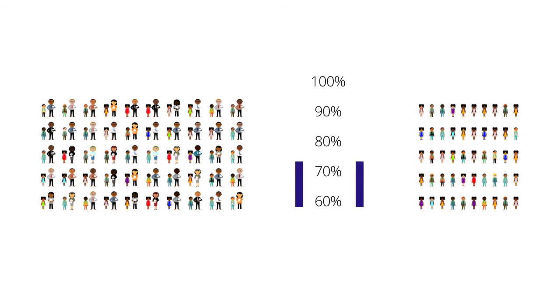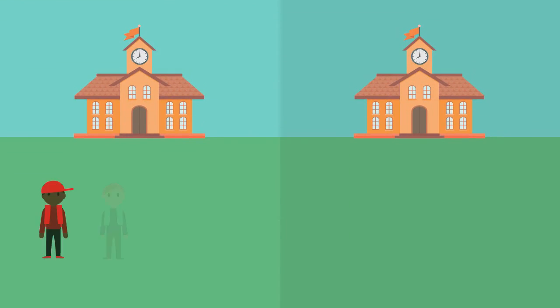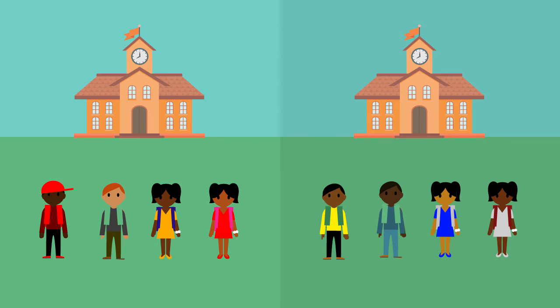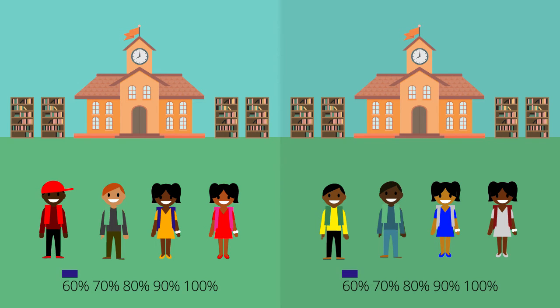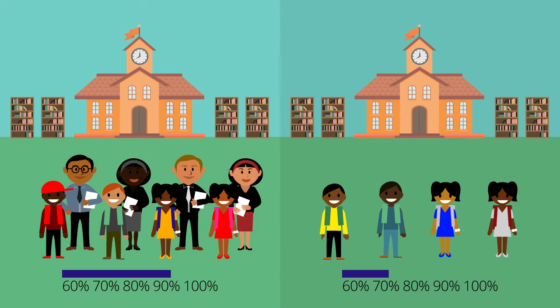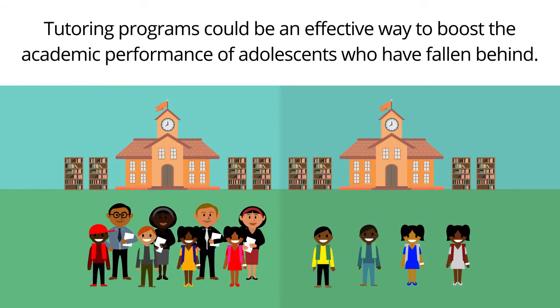At the end of the program, they compared the average scores. When students are randomly assigned to be in either the treatment or control group, two groups are created that, prior to the program, are the same on average across several metrics, including level of school resources, motivation, teacher quality, and previous test scores. Therefore, any difference in average test scores at the end must be due to the tutoring program, suggesting that tutoring programs could be an effective way to boost the academic performance of adolescents who have fallen behind.